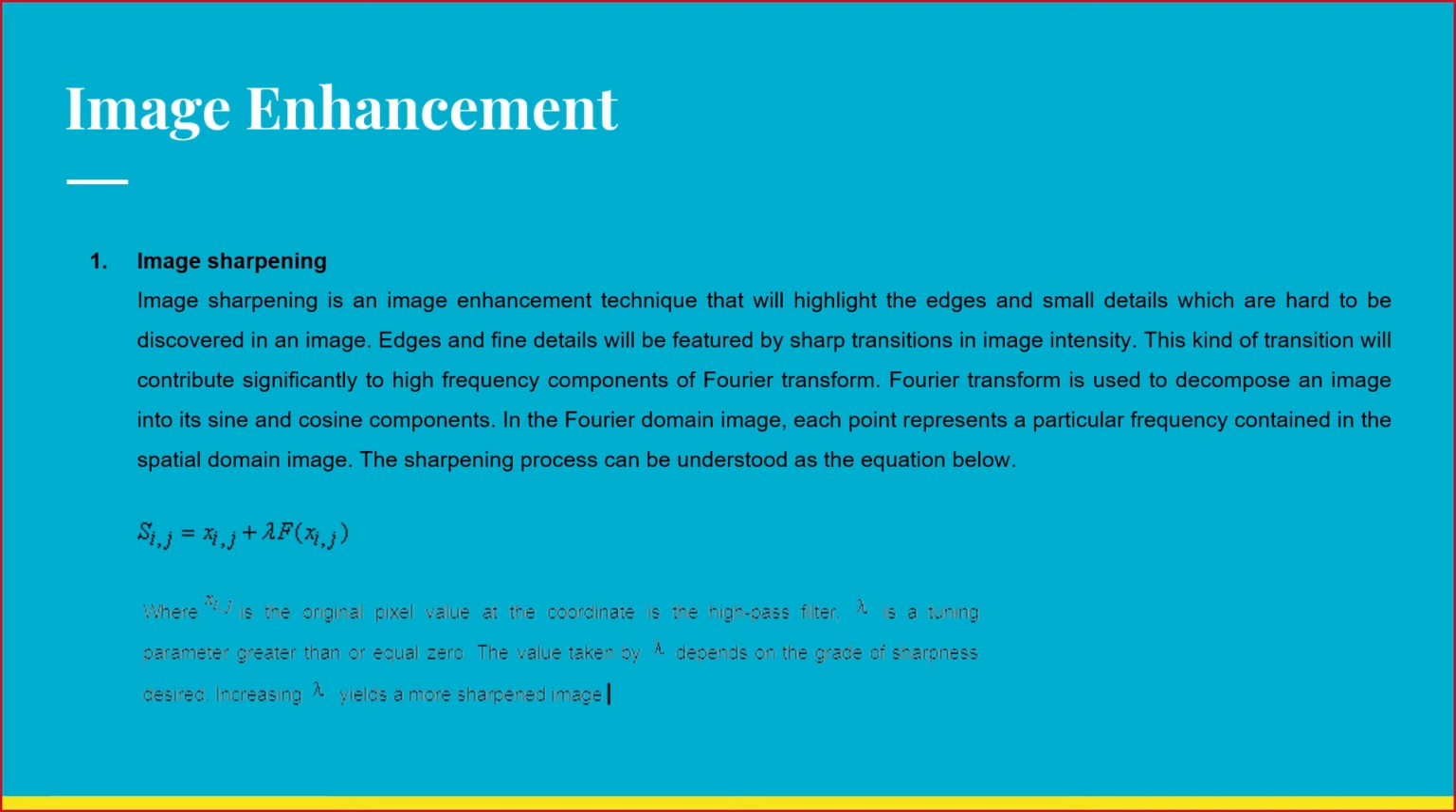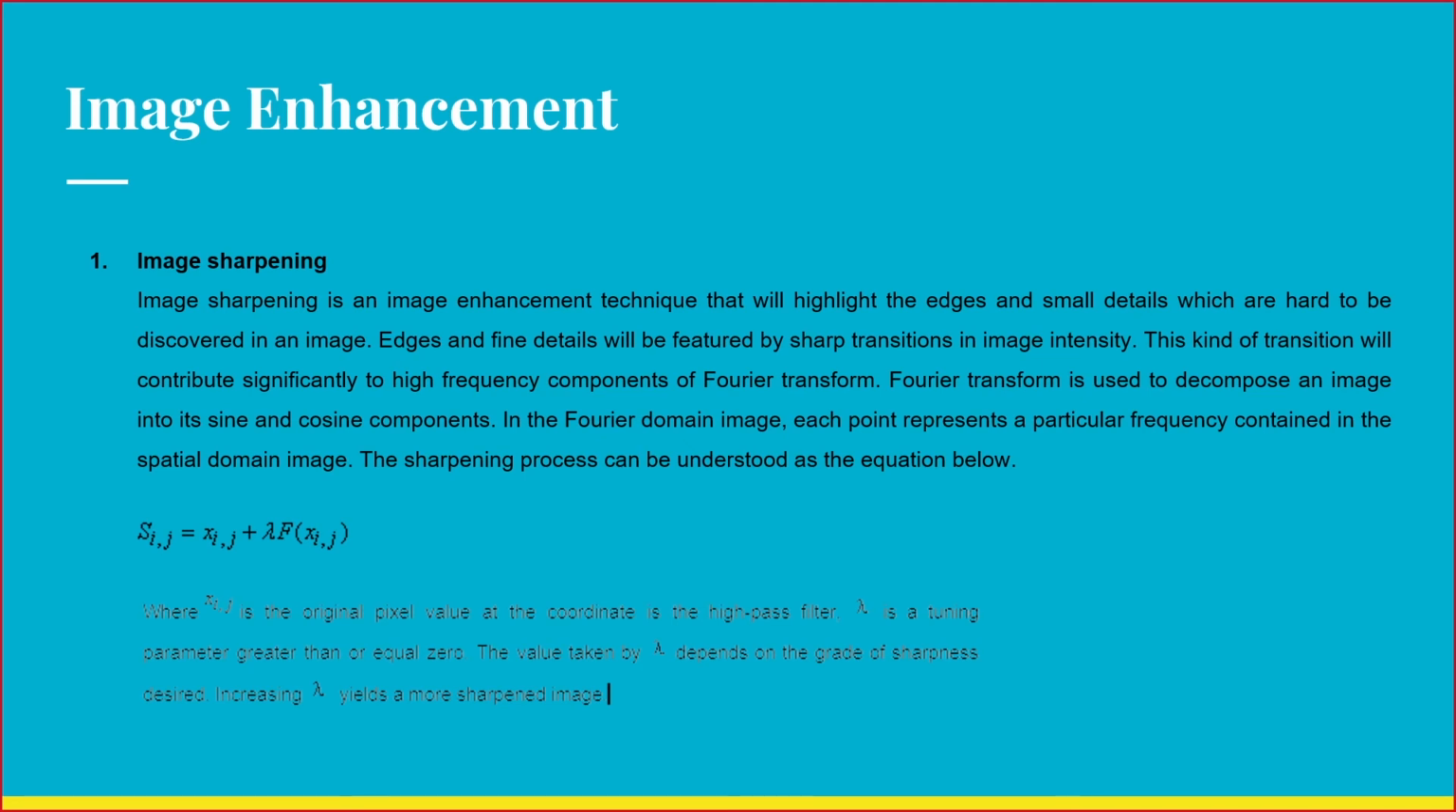Next is the image enhancement. The first process in image enhancement is image sharpening. It is an image enhancement technique that highlights the edges and small details which are hard to discover in the images. Edges and fine details are characterized by sharp transitions in image intensity. This kind of transition contributes significantly to the high frequency components of the Fourier transform. The Fourier transform is used to decompose an image into its sine and cosine components. So this is the equation.